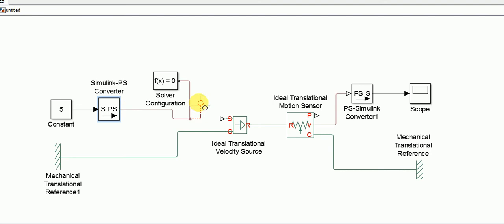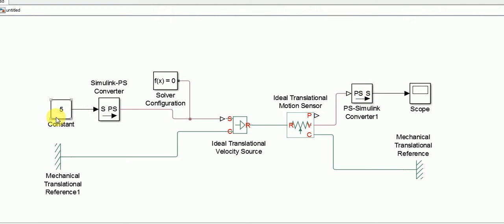Now we will try to connect this to our velocity source. So now we are able to connect. Here I am just sensing what velocity we have applied, and I am taking the output. For the output, we can also change the unit if you want, with the help of this PS-Simulink converter.